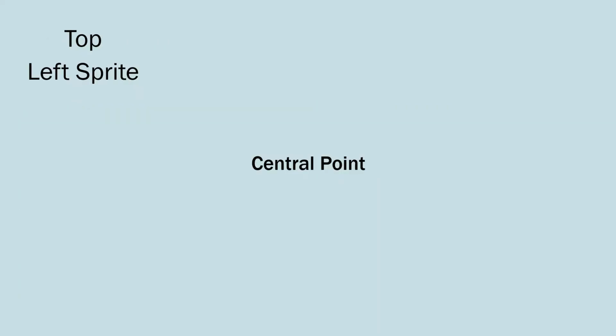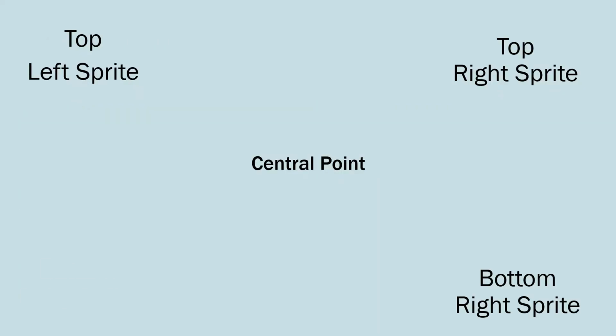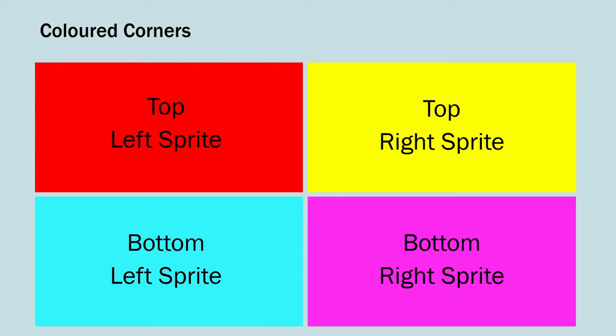So essentially the way it works is you have 4 sprites centered around a little central point, and you move that central point around. So what you can see here is the colors that I'm going to be using in my demonstration, where you have the top left being red, the top right being yellow, the bottom right being purple, and the bottom left being cyan. And yeah, I'll show you what that looks like.